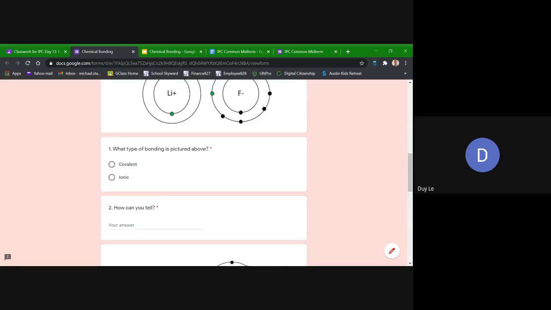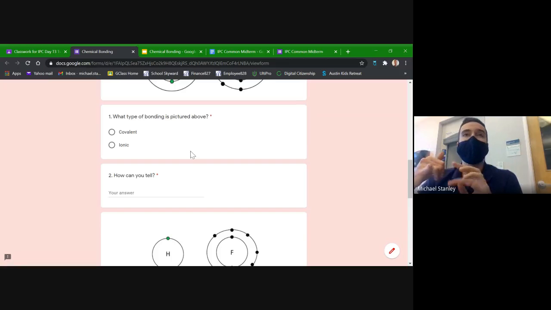Like we were just talking about, if you think it is a covalent bond, then it would be because they are sharing electrons. And if you think it is an ionic bond, it would be because they are transferring the electrons. So for each picture, you have to determine what type of bond this is, and then tell me it's a covalent bond because this is what's happening, or this is an ionic bond because this is what's happening.